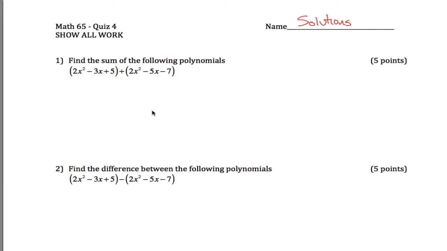All right, here are the quiz 4 solutions for Math 65. It's our polynomials quiz. So we start out adding polynomials, then we subtract them. I think later on we'll multiply them. So let's start with adding them. Find the sum of these polynomials. Sum means add them together.